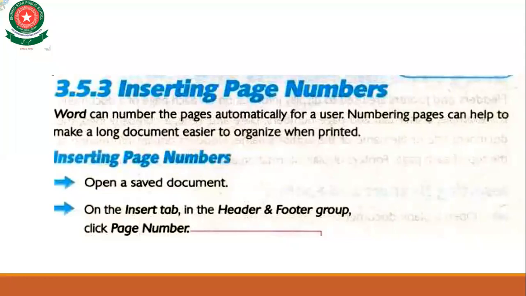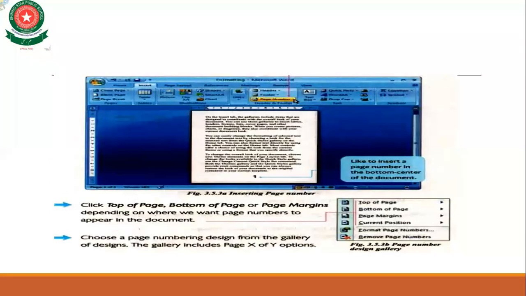Now, inserting page number: open a saved document. On the Insert tab, in the Header and Footer group, click Page Number. Click top of the page, bottom of the page, or page margins, depending on where we want the page number to appear in the document.